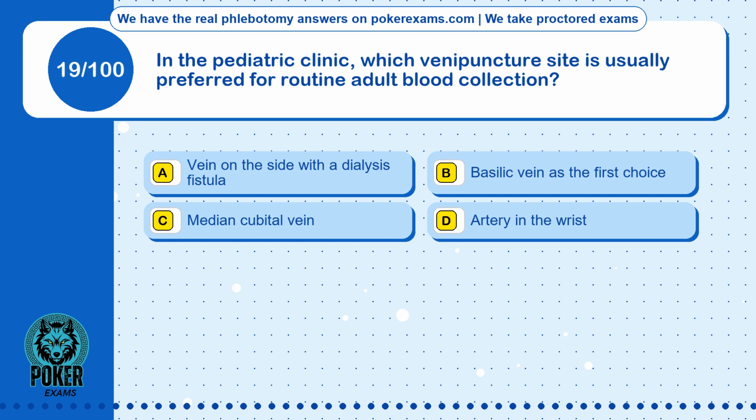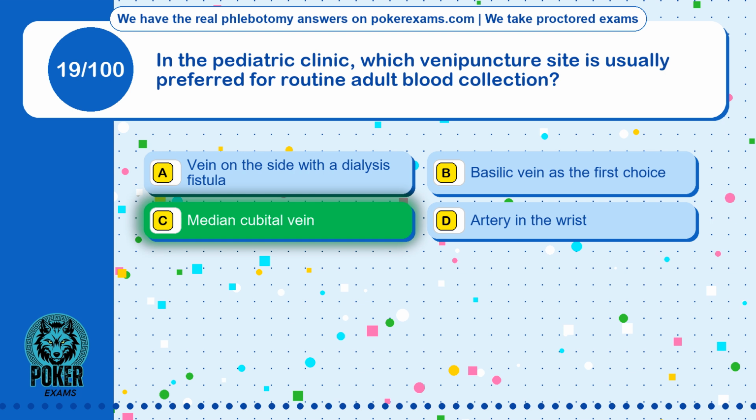Question 19. In the pediatric clinic, which venipuncture site is usually preferred for routine adult blood collection? Option A, vein on the side with a dialysis fistula. Option B, basilic vein as the first choice. Option C, median cubital vein. Option D, artery in the wrist. The correct answer is option C.